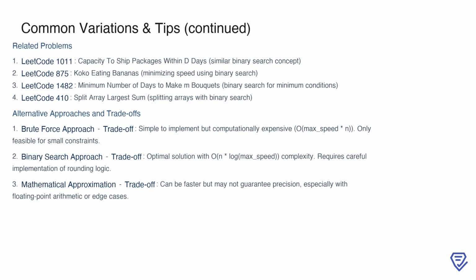When considering alternative approaches, brute force is the simplest to implement but is computationally expensive, with a time complexity of O(max_speed * n). It's only practical for small constraints. In contrast, the binary search approach is optimal, with a complexity of O(n * log(max_speed)). However, it requires a careful implementation of rounding logic, particularly for intermediate segments. A mathematical approximation might be another option to explore, but it comes with trade-offs. While it can be faster, it risks losing precision, especially when dealing with floating point arithmetic or edge cases, making it less reliable in certain scenarios.